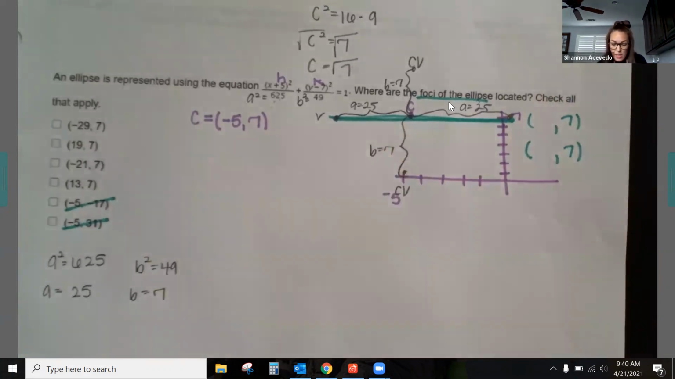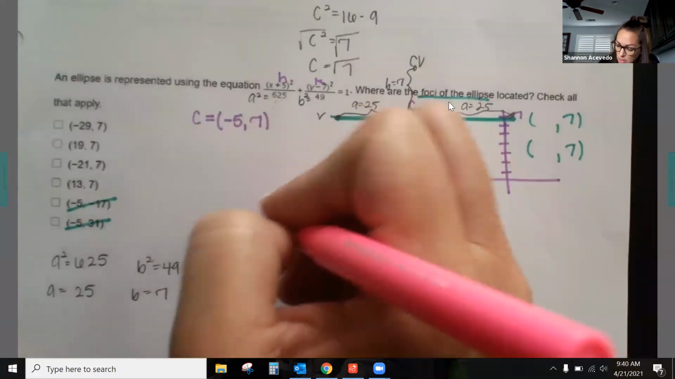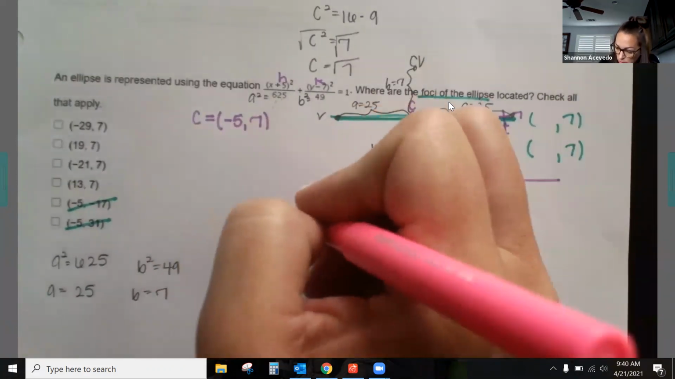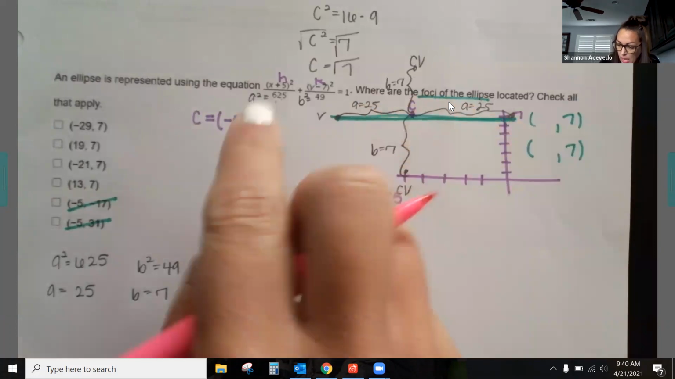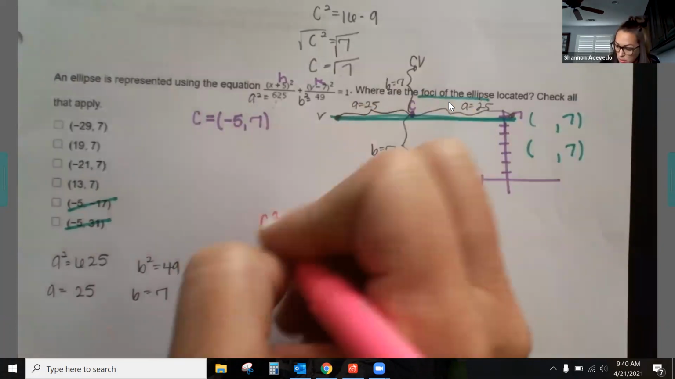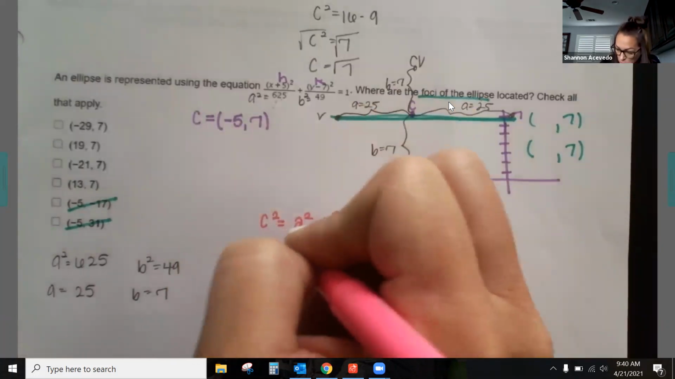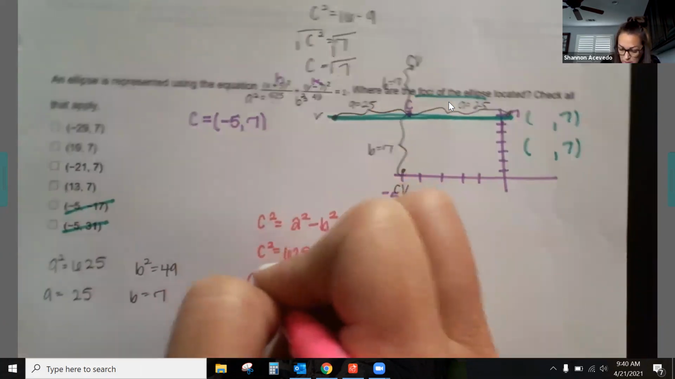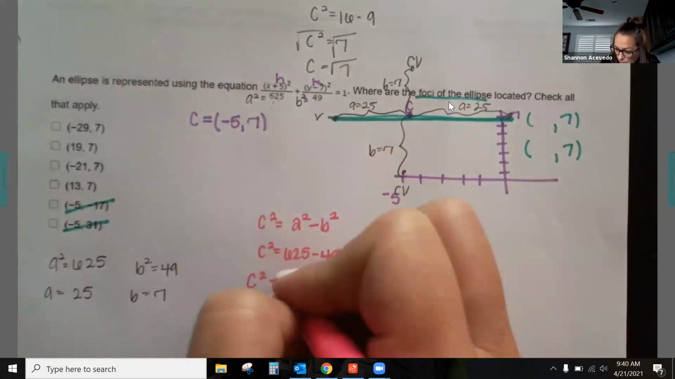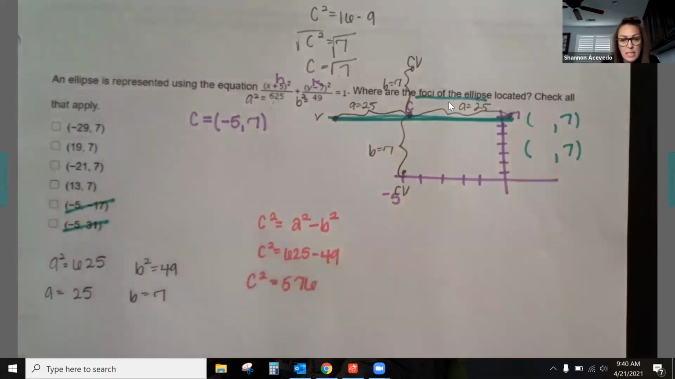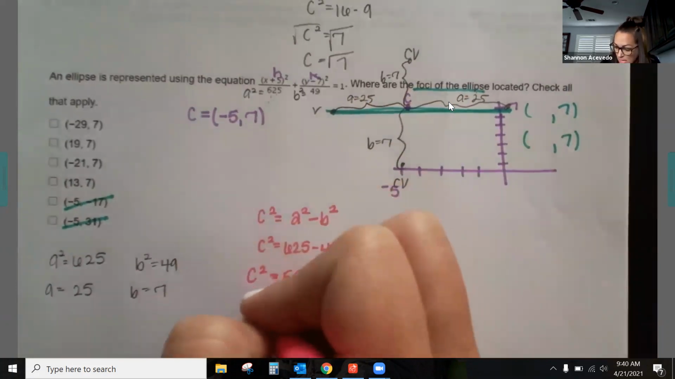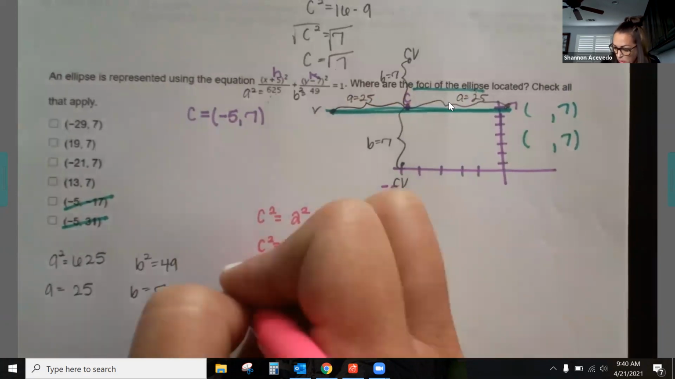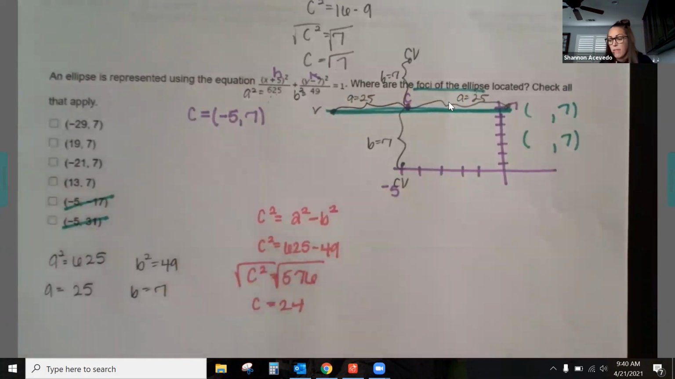What is C? C squared is equal to my A squared minus my B squared. So C squared is equal to 625 minus 49. C squared is equal to 576. Then C is going to be 24. The square root of 576 is 24.